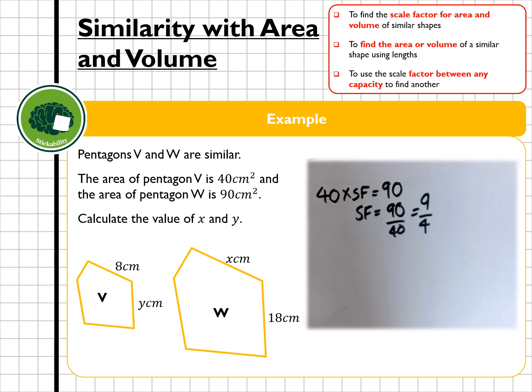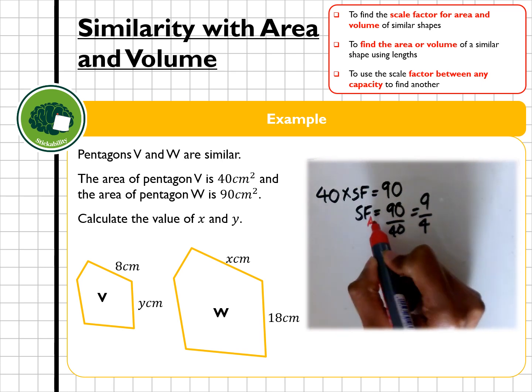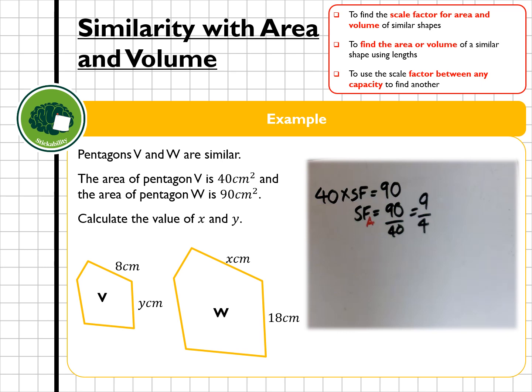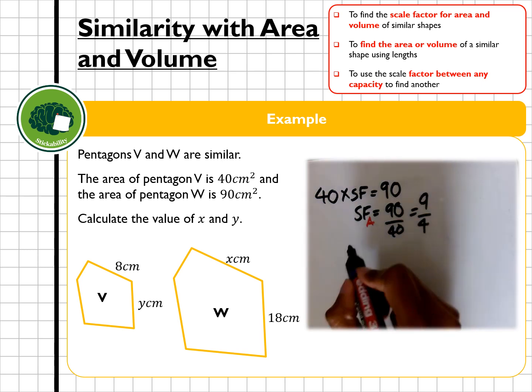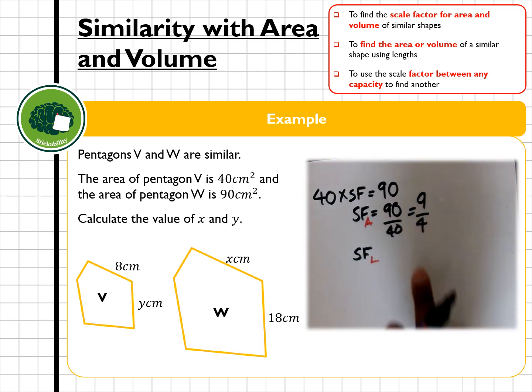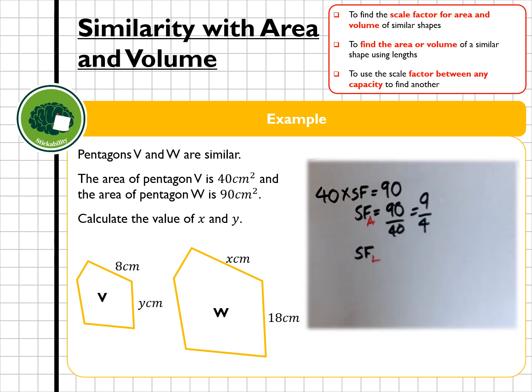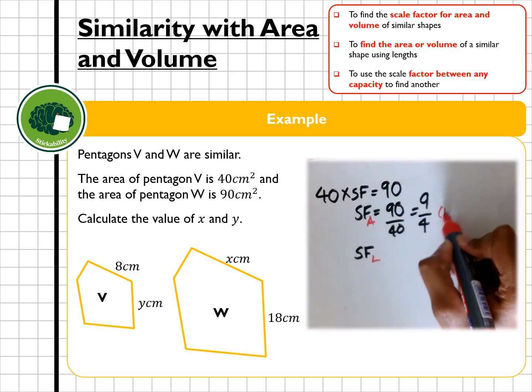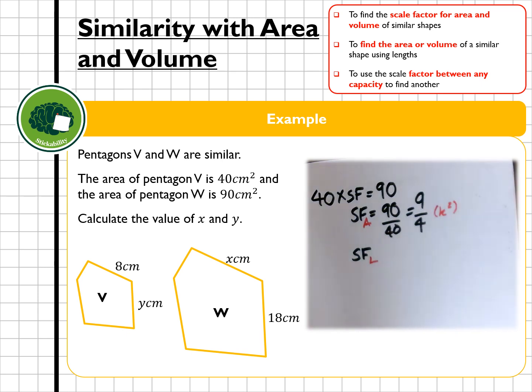Again, checking the question, it's important to note that this is the scale factor for area, so I'm going to put an A there to remind myself. I want to calculate lengths, which means I need to calculate the scale factor for lengths, which, remembering from our last slide, is going to be the square root of this, because this is representing k squared.